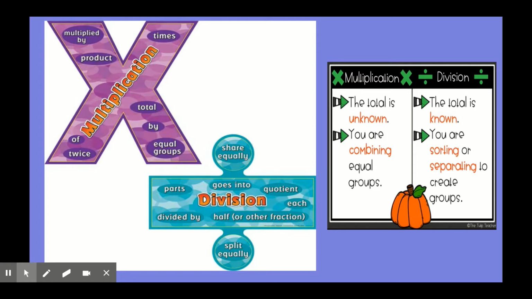All right. So when we multiply, the total is unknown, just like in an addition problem. But in a multiplication problem, you are combining equal groups. That is the key difference between when we add and multiply. When you multiply, you are combining equal groups to find the product. In division, the total is known. They will tell you exactly how many there are. It's your job in a division problem to sort or separate the total into equal groups, okay? So when you're dividing, you are sorting or separating into equal groups. That is the difference between division and subtraction.